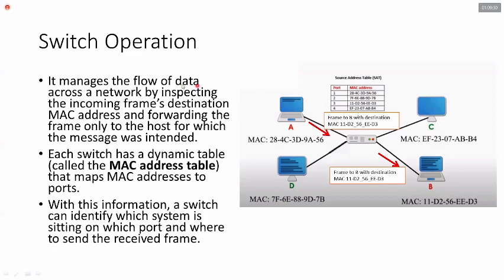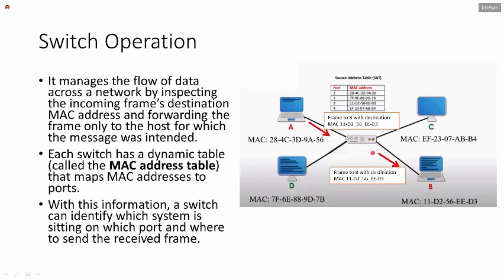It manages the flow of data across a network by inspecting the incoming frame's destination MAC addresses and forwarding the frame only to the host for which the message is intended, right? Now, usually like the bridge, right? Now, the bridge had segment 1, these are the MAC addresses, segment 2, these are the MAC addresses, right?